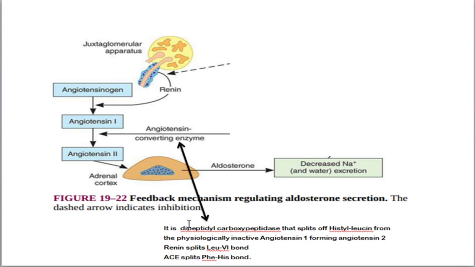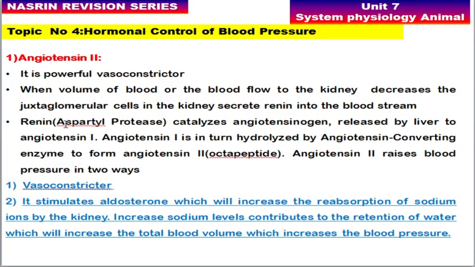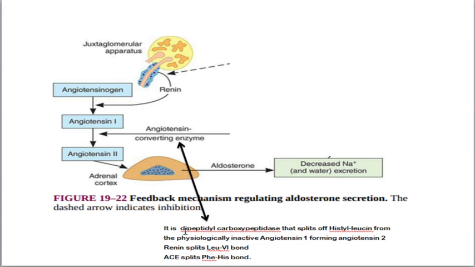Next, this angiotensin converting enzyme is a dipeptidyl carboxypeptidase. You should know it is a dipeptidyl carboxypeptidase enzyme, whereas renin is an aspartyl protease, and blood clotting factors are serine proteases. It splits off the histidine and leucine bond, so that the physiologically inactive angiotensin 1 will be converted into angiotensin 2. The renin enzyme will split the leucine and valine bond, whereas the angiotensin converting enzyme will split the phenylalanine histidine bond. In addition to that, it also splits off the histidine and leucine bond.